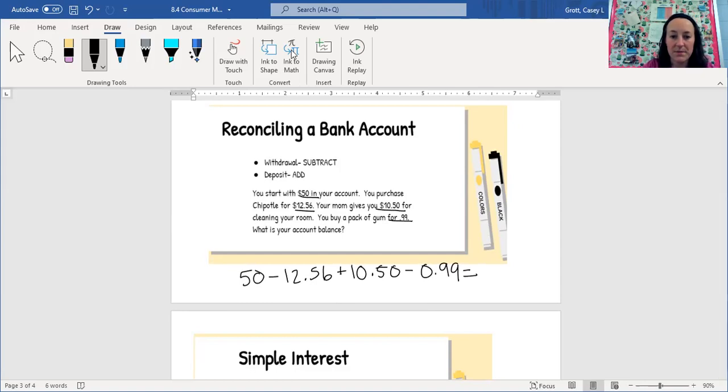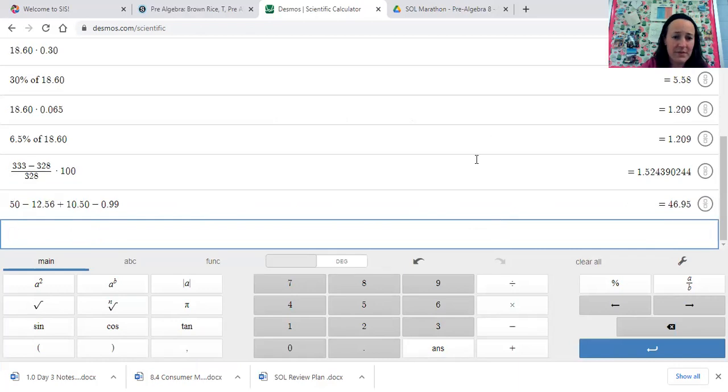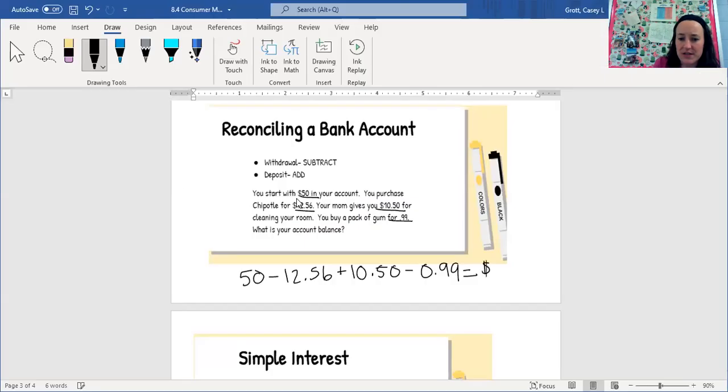Okay, so jumping back. We started off with 50. I went to Chipotle. I cleaned my room, so mom was nice and paid me money. I bought a pack of gum. I now have $46.95 in my account. All right, so just be careful whether you are adding or subtracting. In total, let's put our dollar sign: $46.95. Pretty good for having 2 purchases and only 1 deposit coming into my account. Didn't lose too much money during the day.